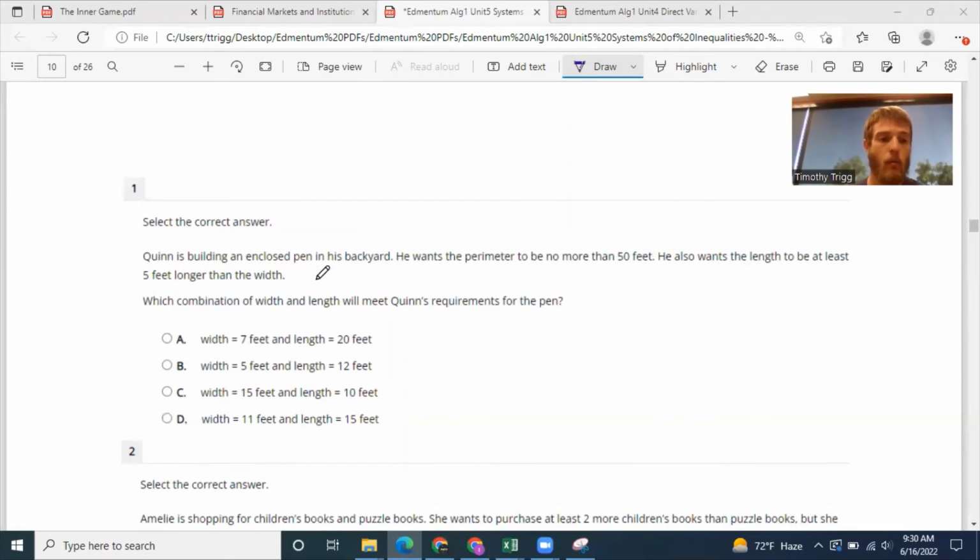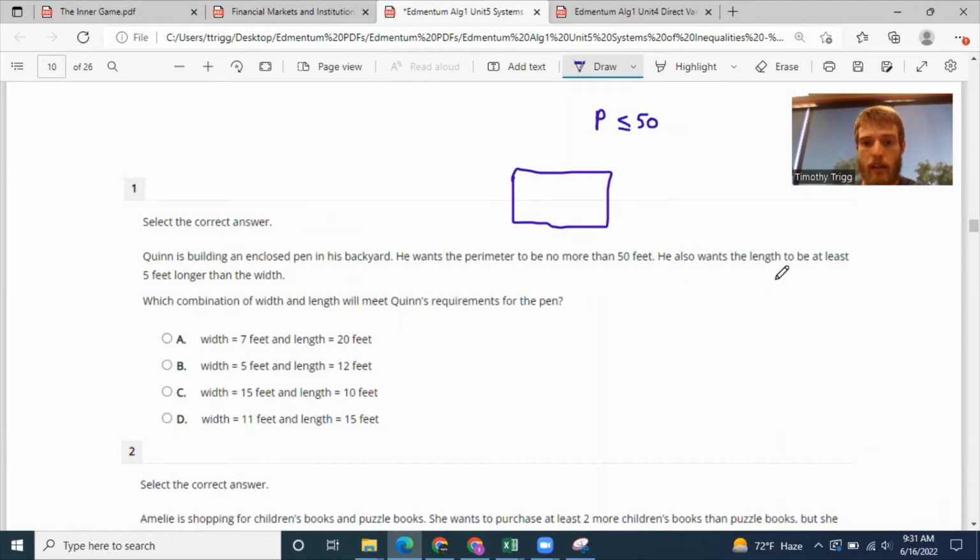Okay, question 1. Quinn is building an enclosed pen in his backyard. He wants the perimeter to be no more than 50 feet. Okay, so we want the perimeter. So we have a rectangular pen, okay? And we want the perimeter to be no more than 50 feet. So that we want the perimeter to be less than or equal to 50. Okay, so that's one thing to keep in mind.